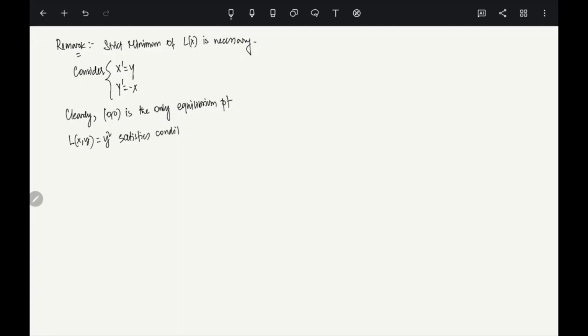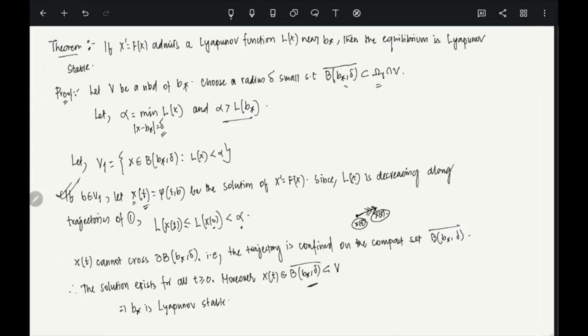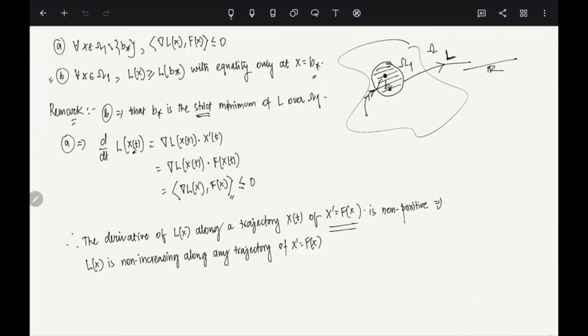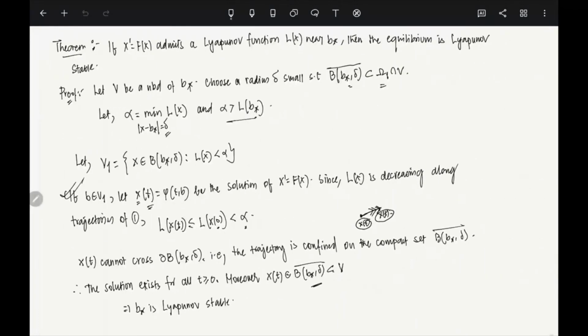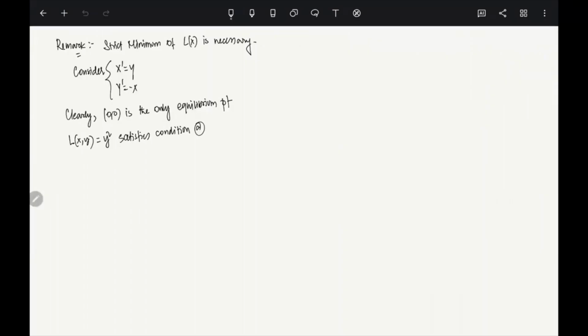that satisfies condition A. You see, this condition is condition A, that decreasing one. So you can easily check this part. That's trivial. There's nothing to do here. So please check that part. And it has a minimum at 0, right? But you can check that the equilibrium is unstable.